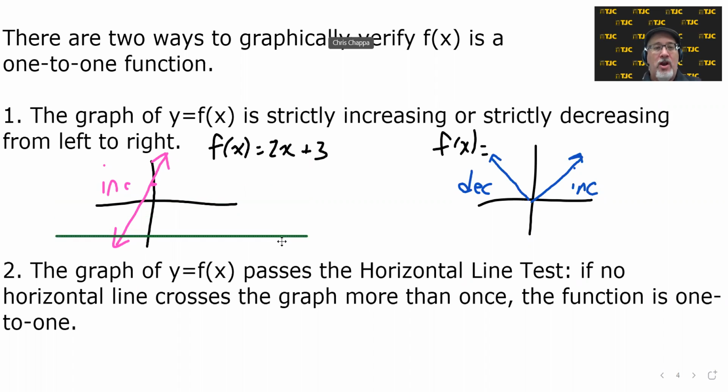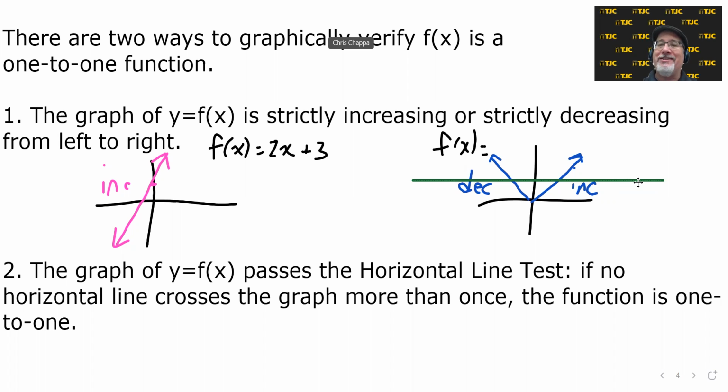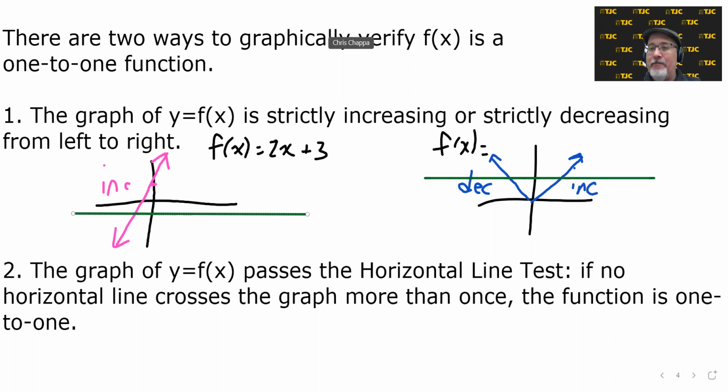So no horizontal line crosses this graph more than once. The function is 1 to 1. By contrast, if I take a horizontal line over here, except for hitting the corner, every other horizontal line that crosses the graph crosses it 2 times. That violates the horizontal line test. I invite you to think about why both of these things imply 1 to 1 in terms of inputs and outputs. I'm going to put that horizontal line back here just so it'll be saved in the PDF.